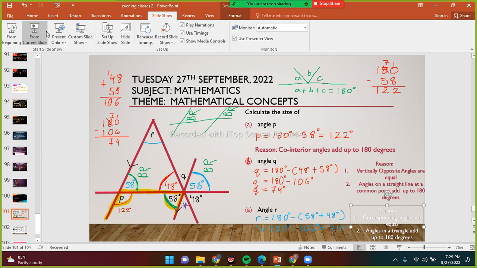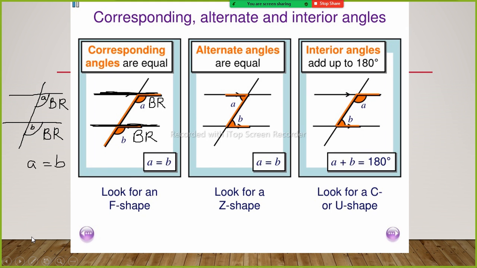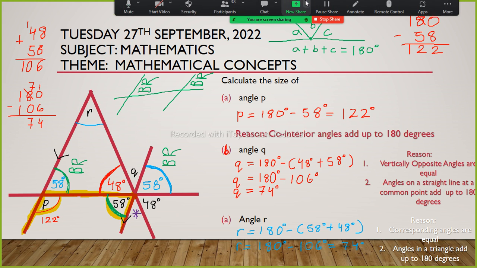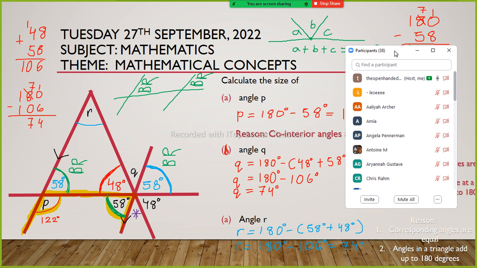Alright, so that's how we would do these two. And before I move on to the next example, any questions on how we got P, Q, or R from anyone? Any questions? Let me know. I have a question on how to get R. Go ahead.